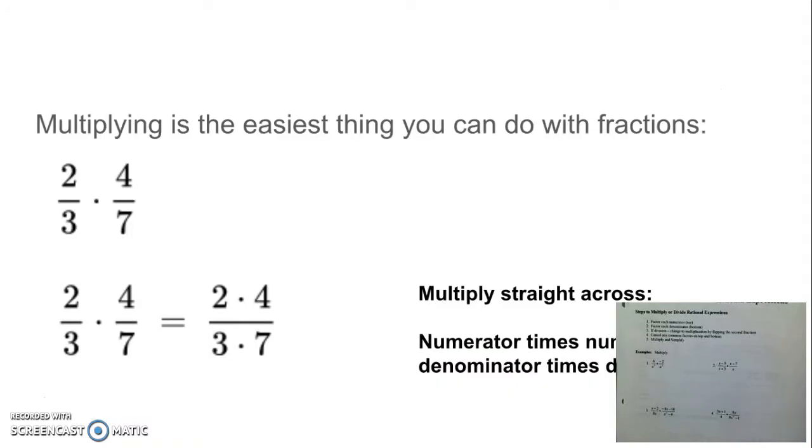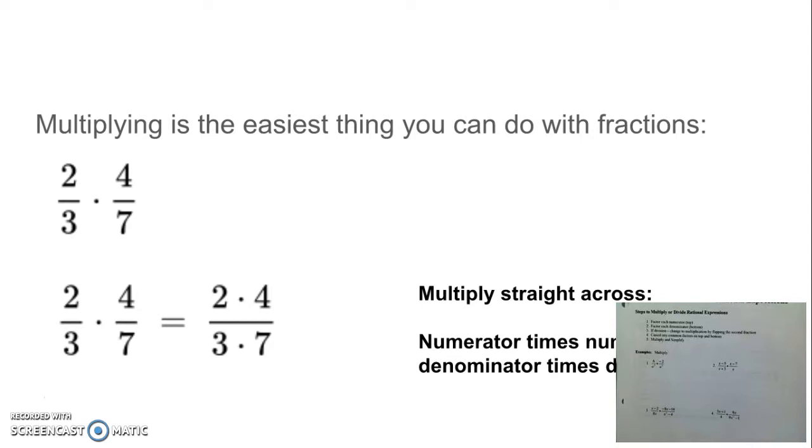You might have had a teacher say, hey, look, multiplying fractions is the easiest thing you can do with them. You don't need a common denominator. You don't need to change anything. You multiply straight across. Numerator times numerator is the numerator. Denominator times denominator is your denominator. Great, you got an answer.